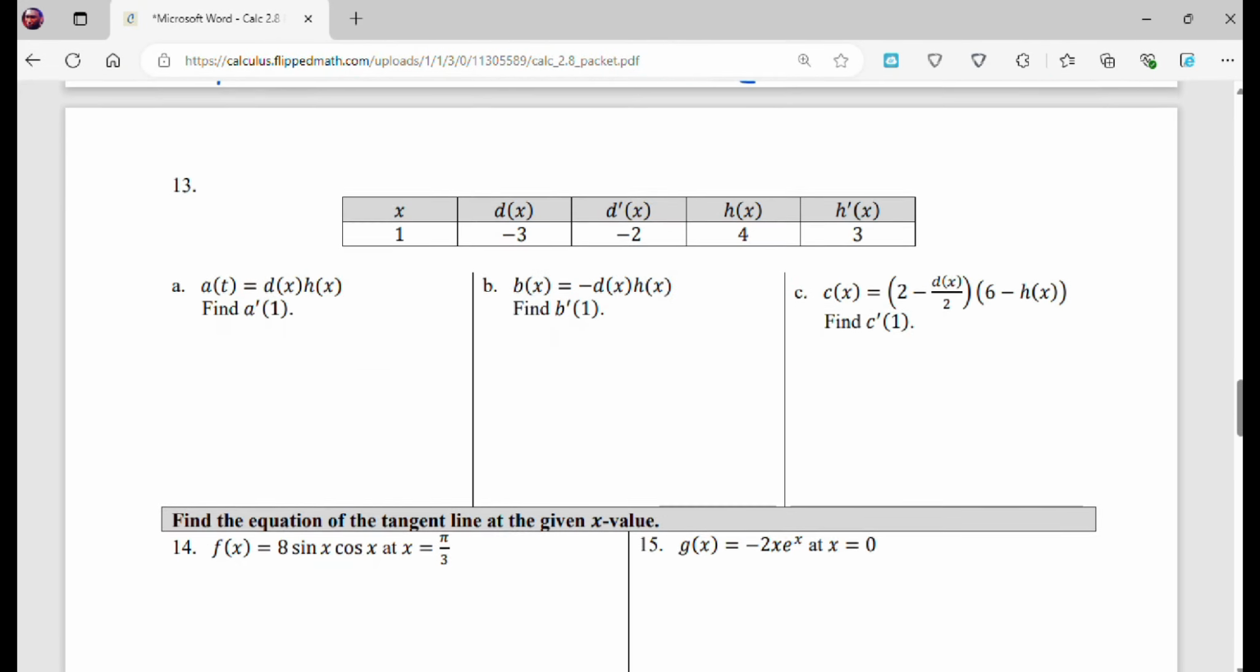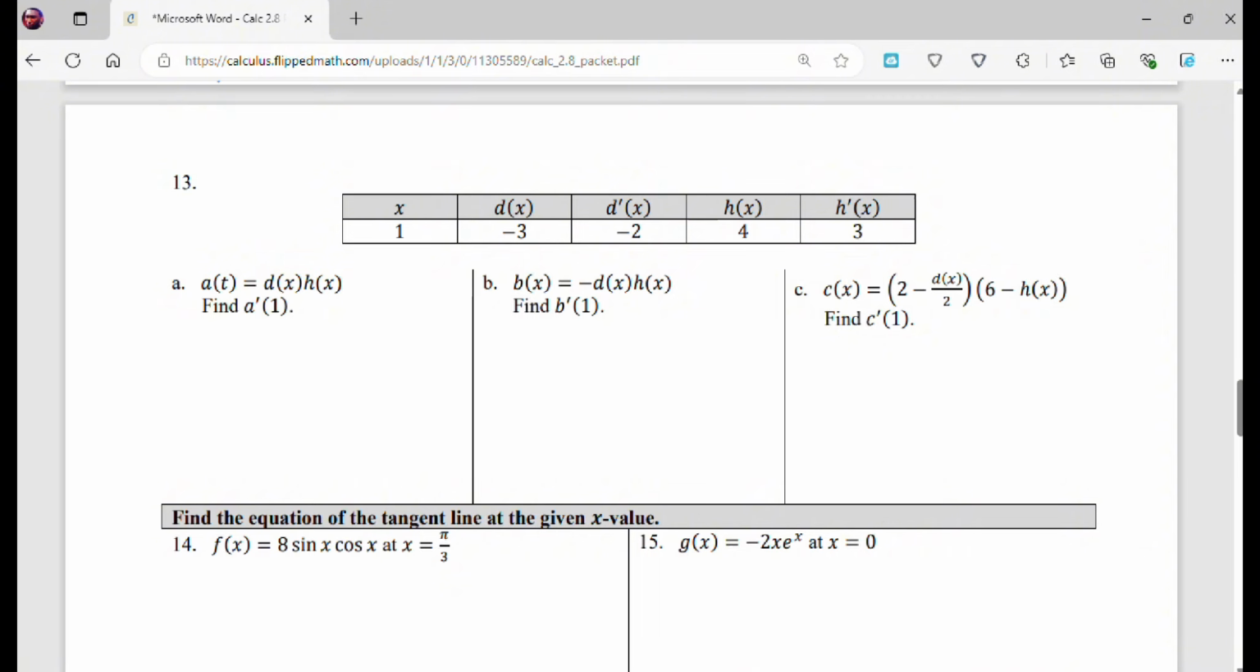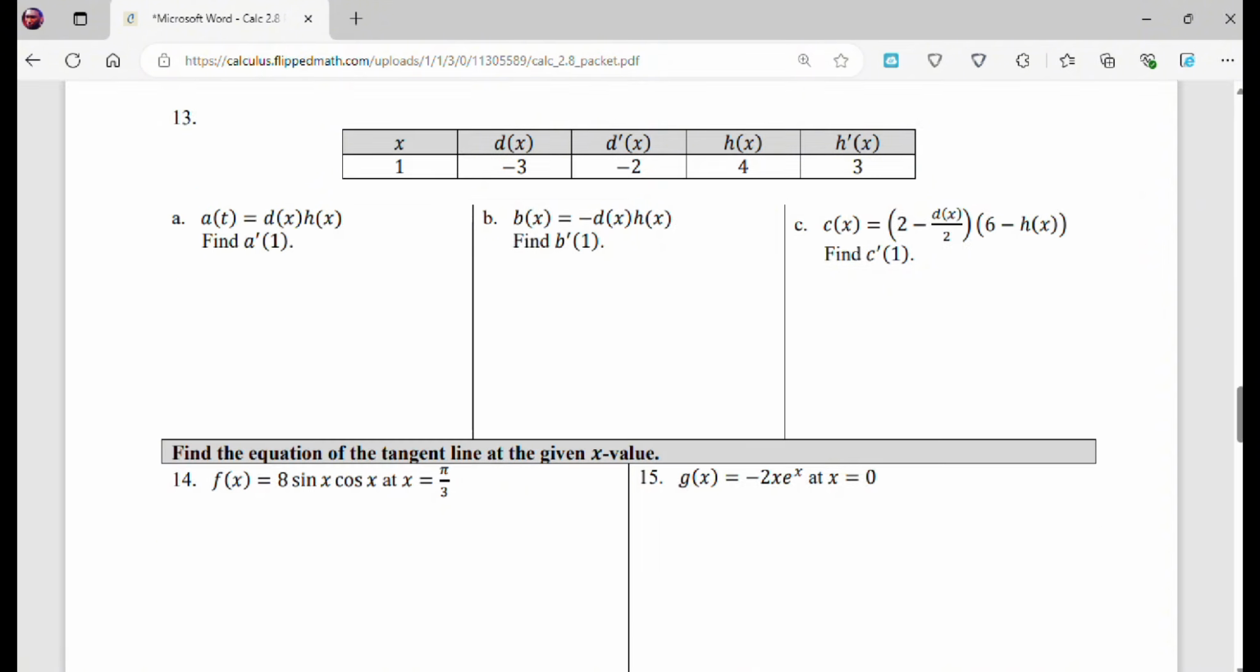Okay. And then we have one more set of table questions. So again, we only have one x value. We don't have to worry about that. Okay. A of t equals d of x times h of x. So h of x is v, d of x is u. So a prime of t equals vu prime plus uv prime.